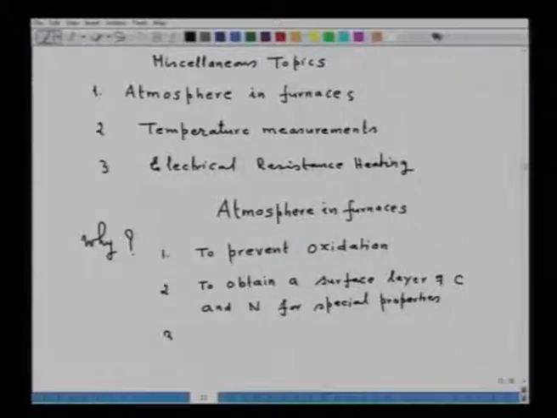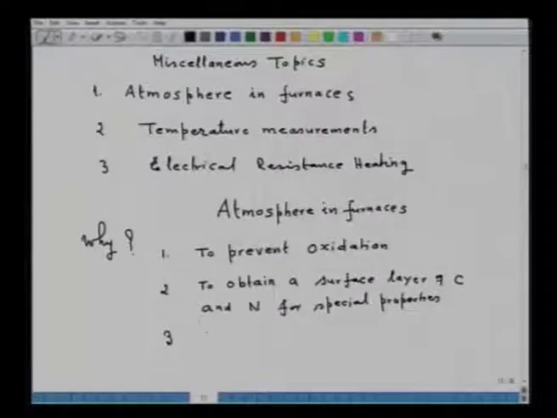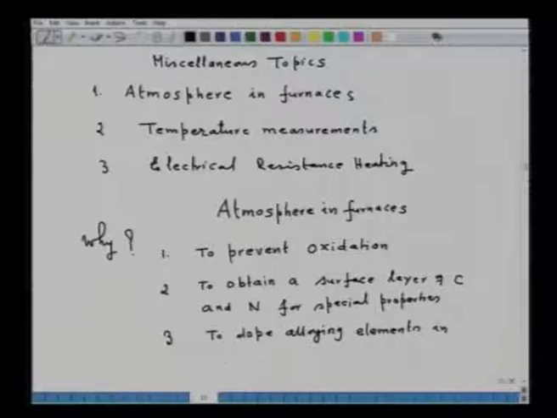Third, for many semiconductor applications, or to produce semiconductor material, doping of alloying elements is also done. By doping, I mean that elements in very, very small concentrations are put in the atmosphere, and they are allowed to diffuse into the semiconductor material, and that is called doping. So, the third objective, to dope alloying elements in semiconductor material.